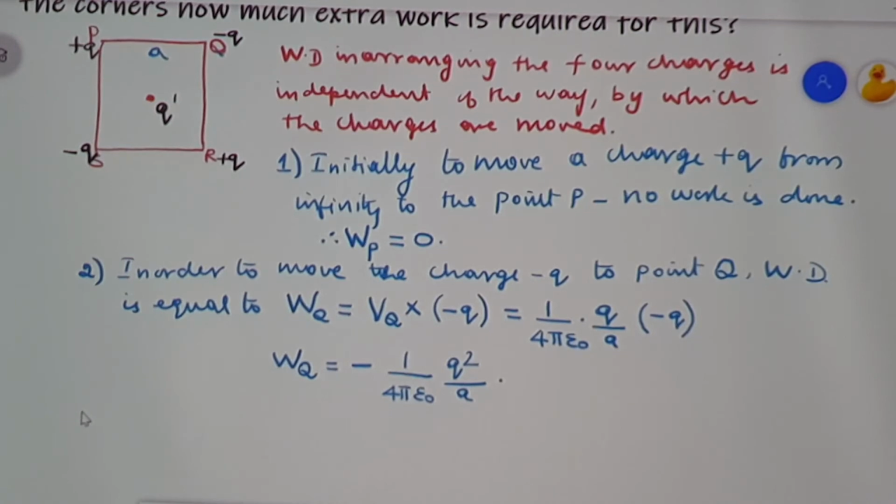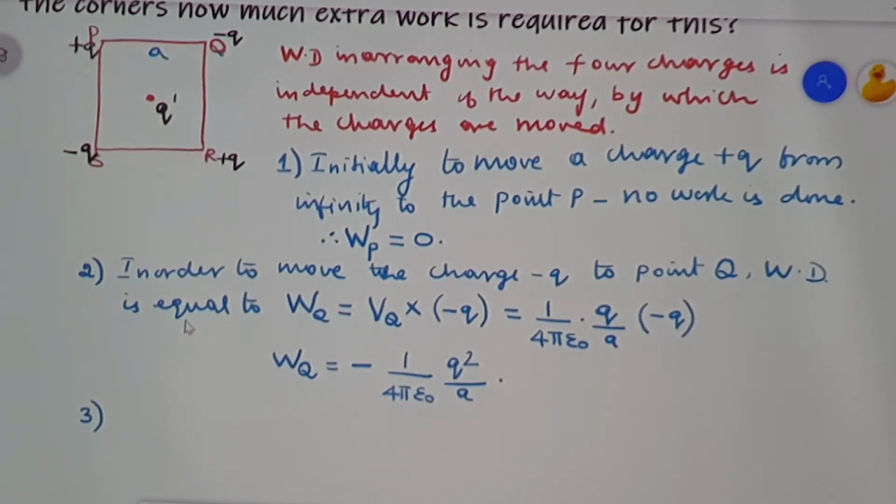Now let us consider the third point. What is the third position? The third position is R. Now, you bring a charge plus Q from infinity to the point R. Now, this point R will have potential due to the charge minus Q at Q and the charge plus Q at P. So, now also we are in need of work.